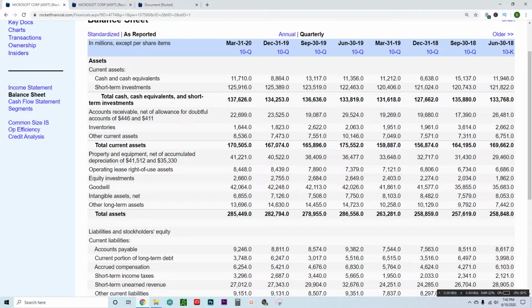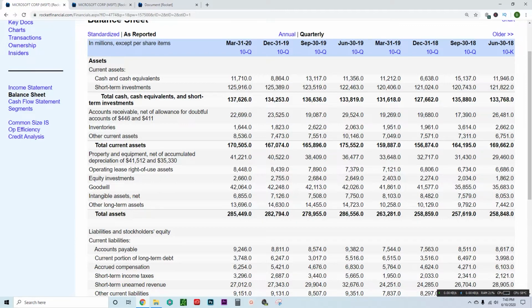So assets are listed on the balance sheet in order of liquidity. You'll have current assets always listed first. Then you'll have other current assets listed below those, and then just other assets in general below that. So the definition of a current asset is something that can be converted to cash within 1 year.